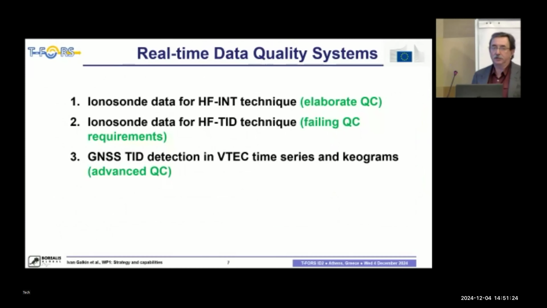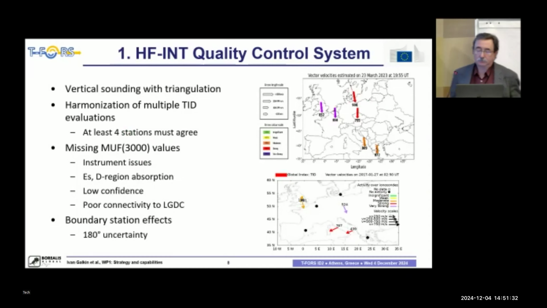Now we are getting to the real-time data quality systems. So let's start with the HFINT. All right. So the point that I wanted to make is not on this slide for some reason. Okay. I'll probably have the later version on my laptop. Doesn't matter. I'll explain it with the hand-waving approach.